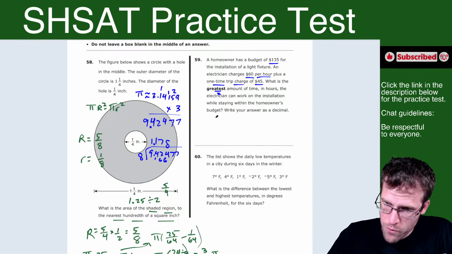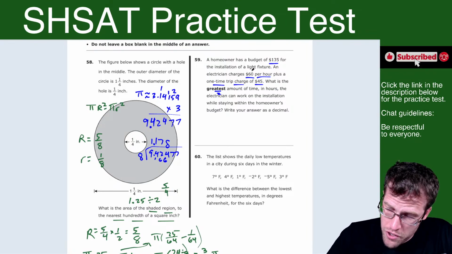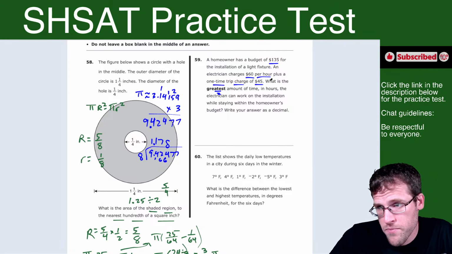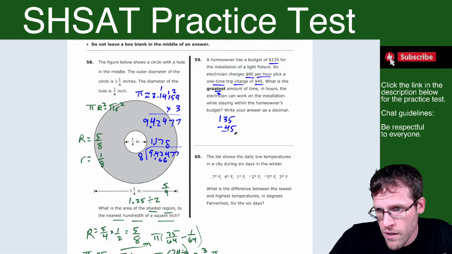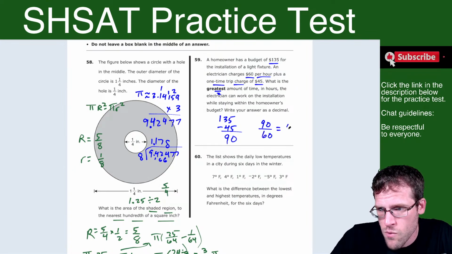So they have a budget of $135 for the installation of a light fixture. They charge $60 per hour plus a one-time trip charge. So first I would take the $135 budget and subtract $45, and there's $90 left. But they charge $60 per hour, so if we do 90 divided by 60, that's 1.5.